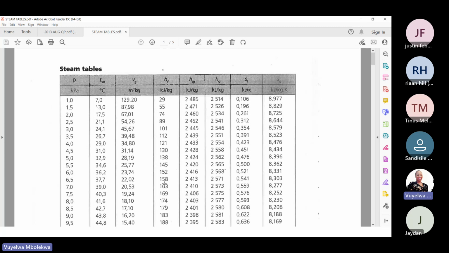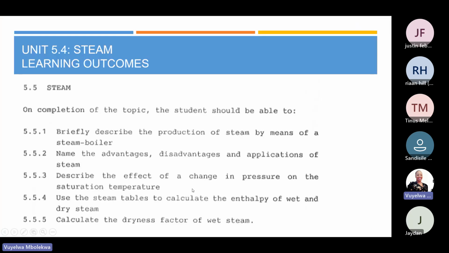So in N3, let me just go back to the notes.